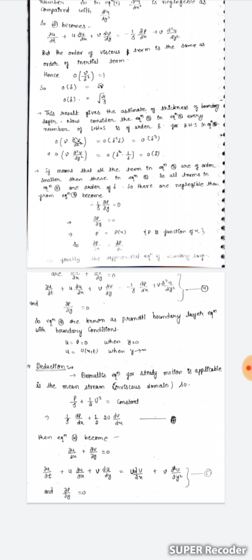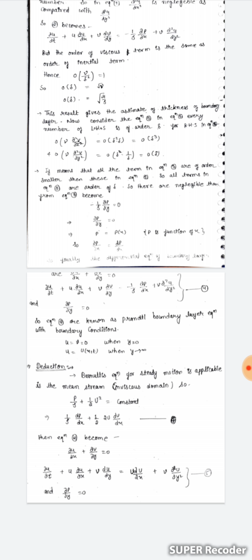So Bernoulli's equation for steady motion is applicable in the main stream: minus 1 upon rho dp by dx is equal to U dU by dx. So our equation 4 becomes del u by del x plus del v by del y is equal to 0, and del u by del t plus u del u by del x plus v del u by del y is equal to U dU by dx plus nu del square u by del y square. This is our equation number 5.